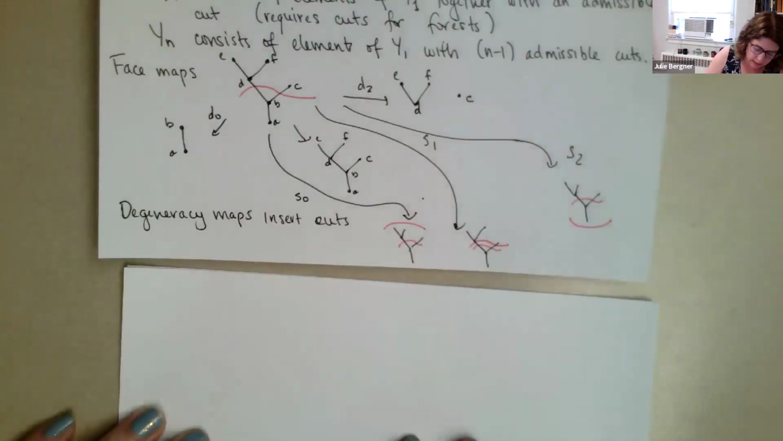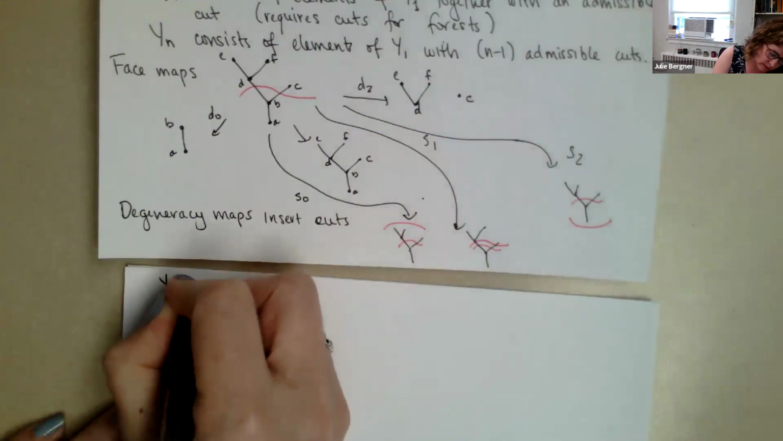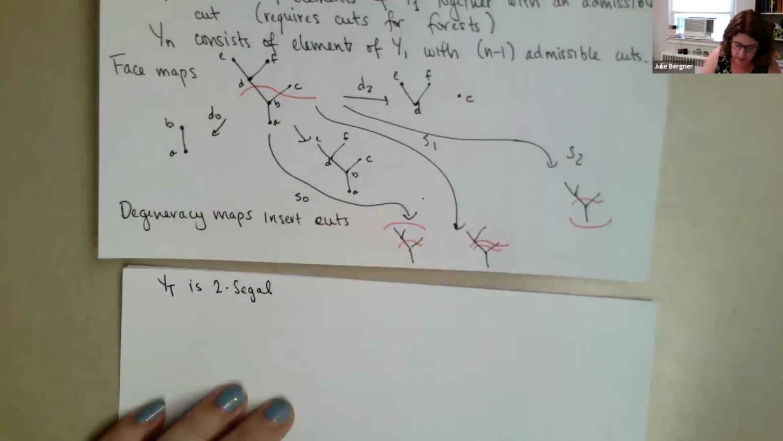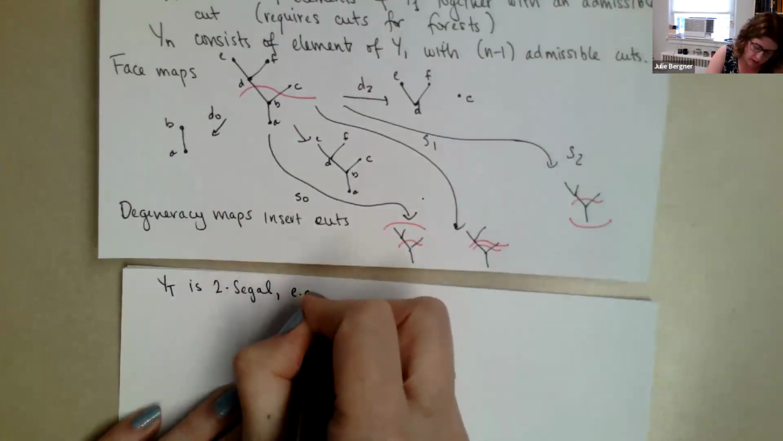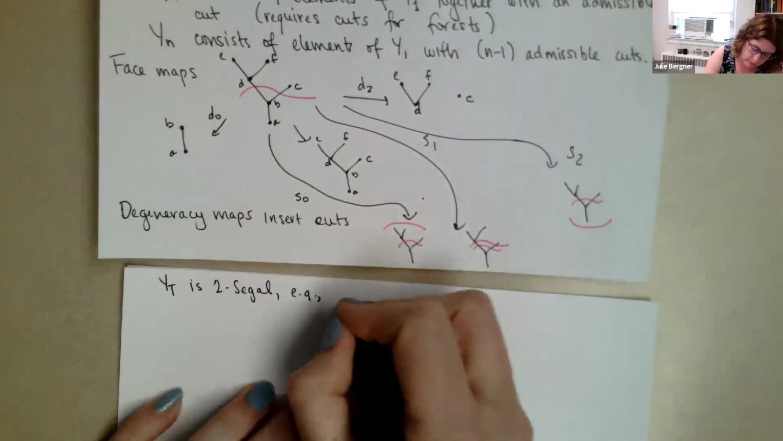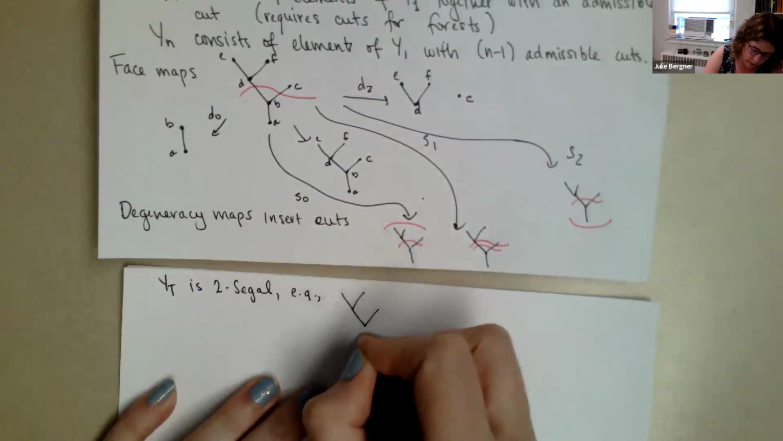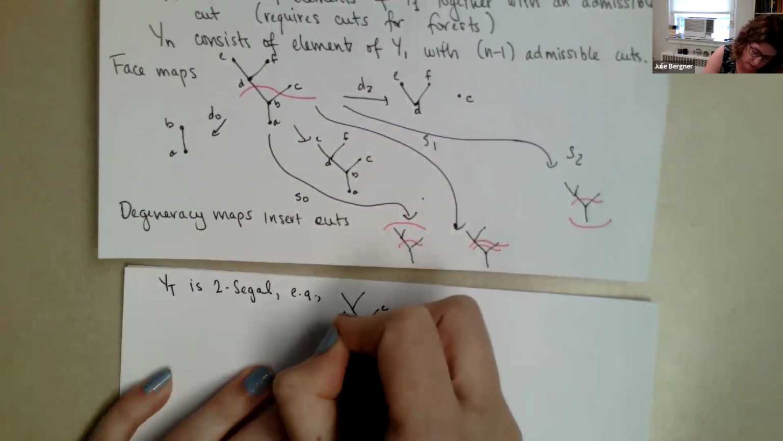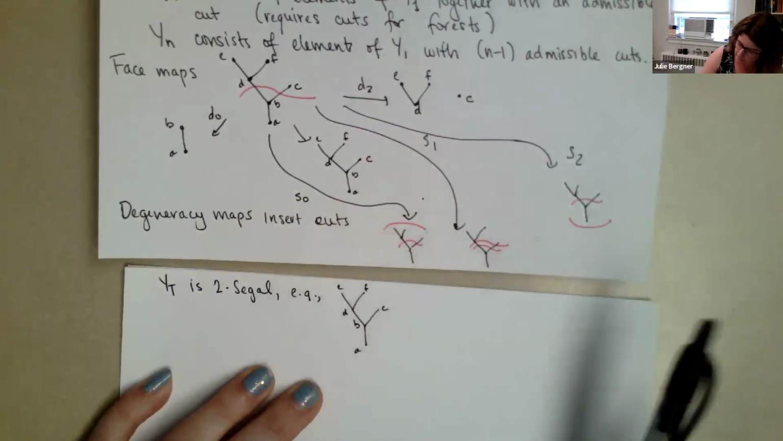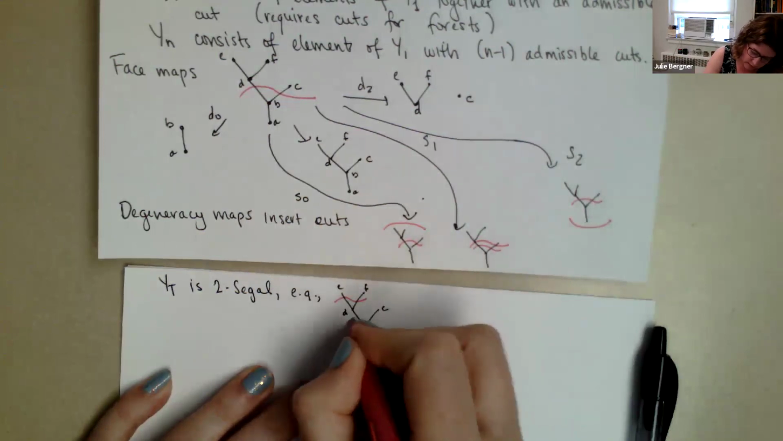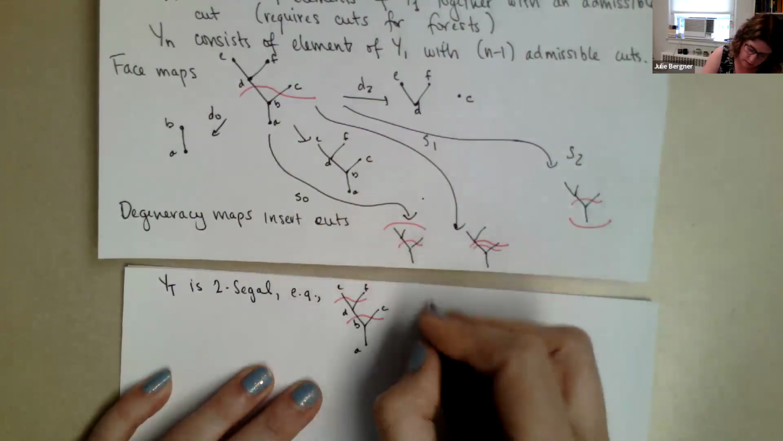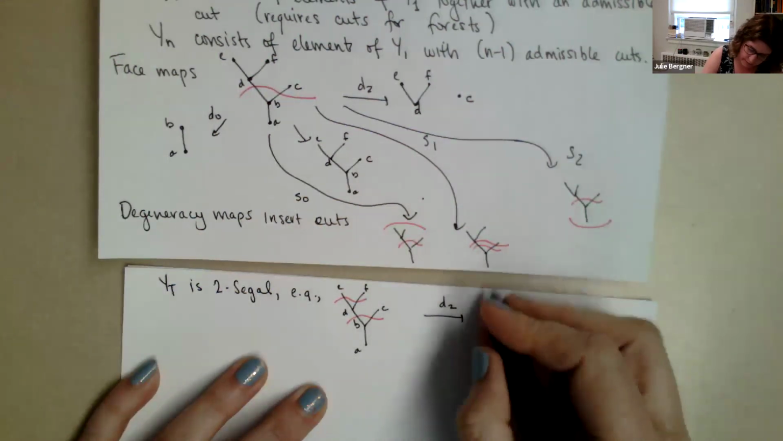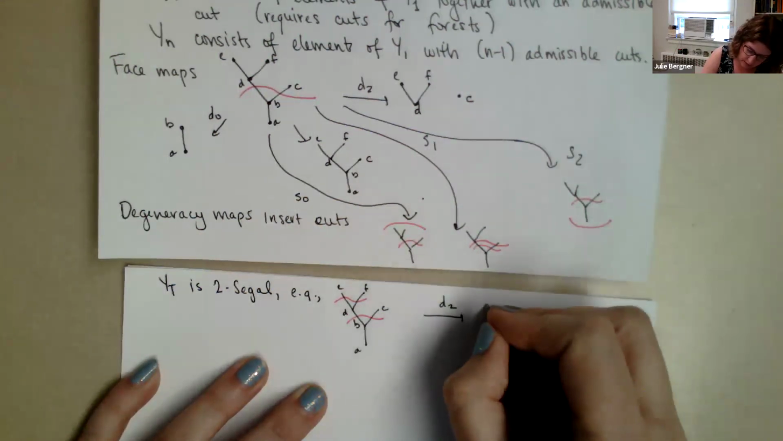All right, so I claim that Y sub T is 2-Segal. And I'll illustrate this by the same kind of diagram that I've done before. So let me start with a 3-simplex. So maybe I'll have this cut and this cut. And if I had D2, in this case, we would just forget the second cut.